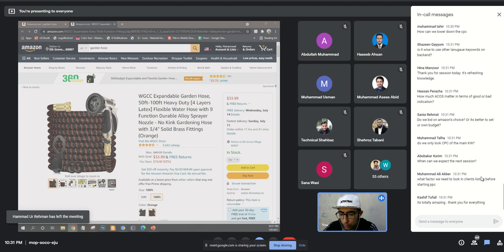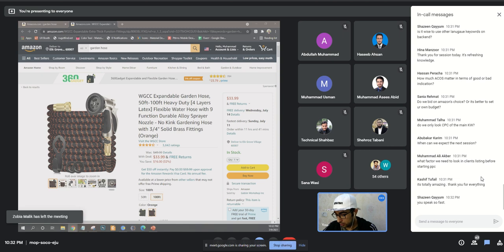What factors do we need to look at in the client's listing before starting PPC? There is a concept called retail readiness, retail ready listings. You can just search for that.